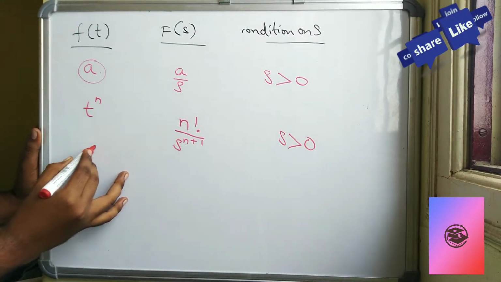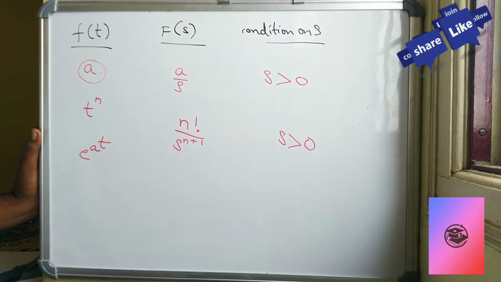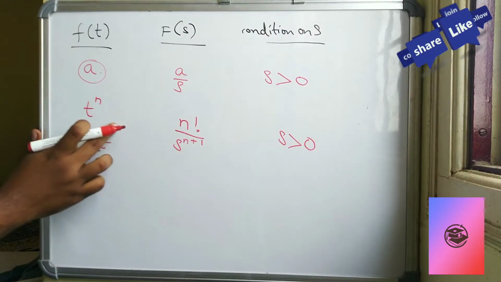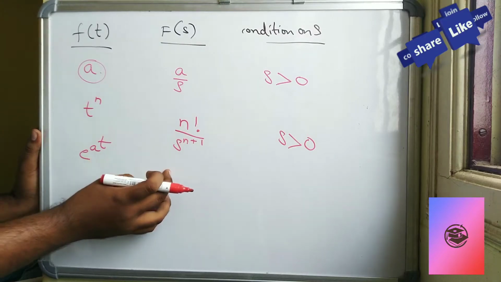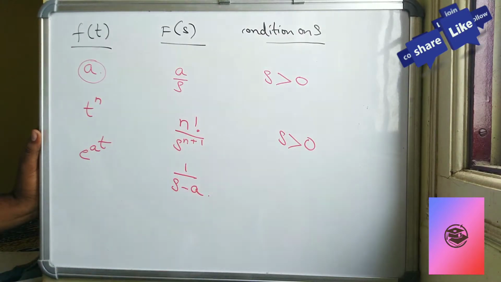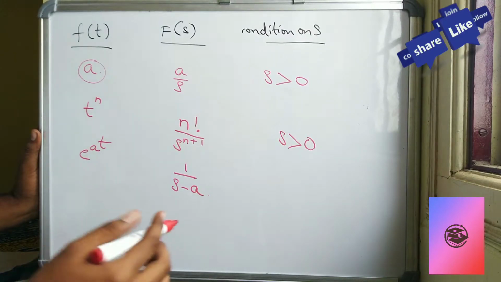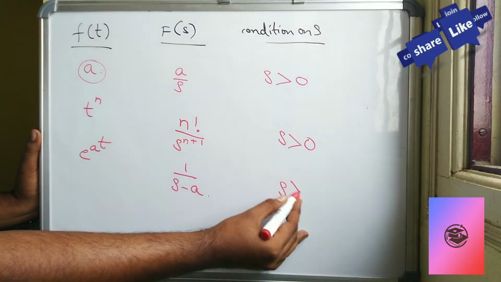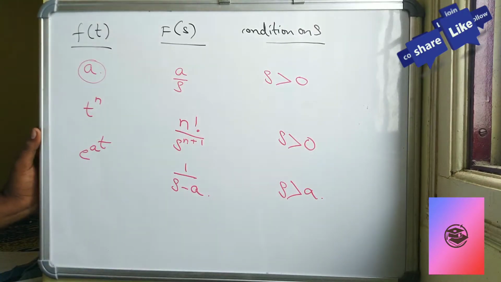If the function is e power at, the Laplace transform of e power at is given as 1 by s minus a. The condition here is that s should be greater than a.